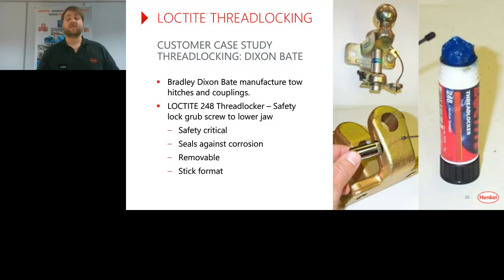The next example we have is Bradley Dixon Bait. They're a manufacturer of tow hitches and couplings, which can range in applications from leisure, towing a caravan to the coast, through to agriculture, and also marine, loading boats into the sea. A key requirement here, not only for it being safety critical in locking this safety grub screw into the lower jaw, but is also the corrosion resistance.